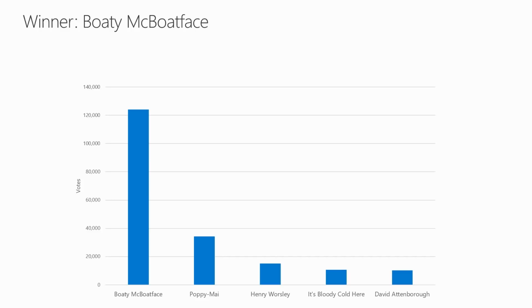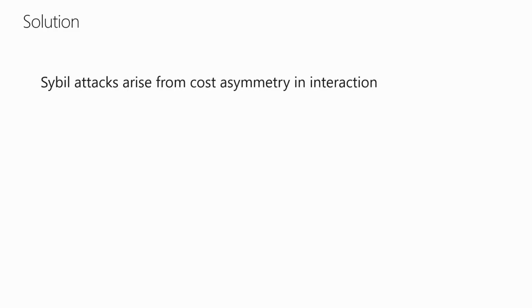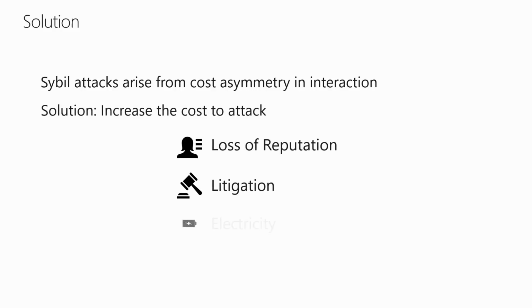And this just demonstrates what the problem is when you open up any kind of system to the public on the internet. This arises because there's no real cost of interaction for the users. If I do want to attack the network, I don't really have to pay any cost. I don't put anything at risk. So what we want to do to solve this problem is essentially increase the cost of attacking.